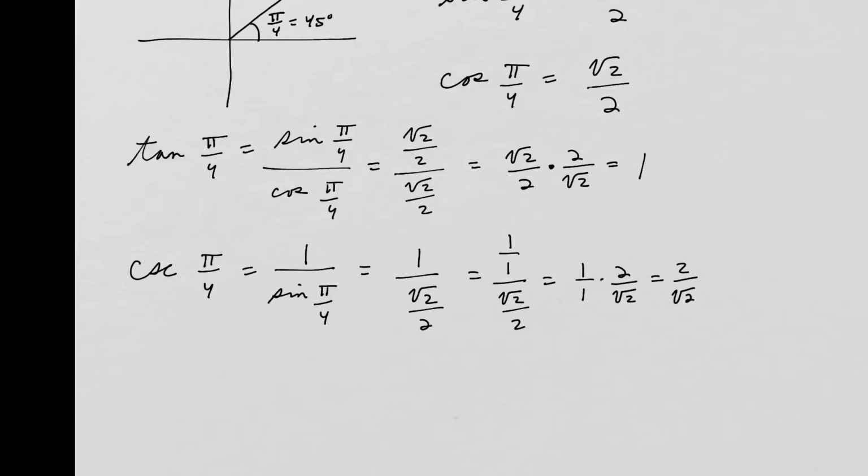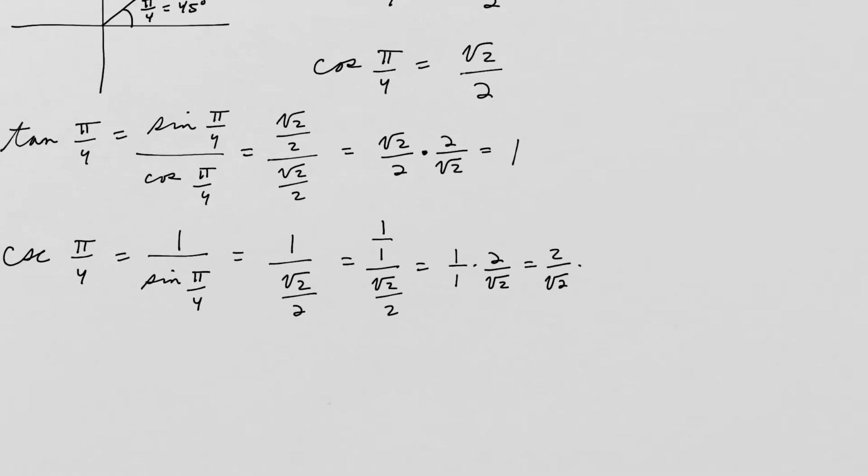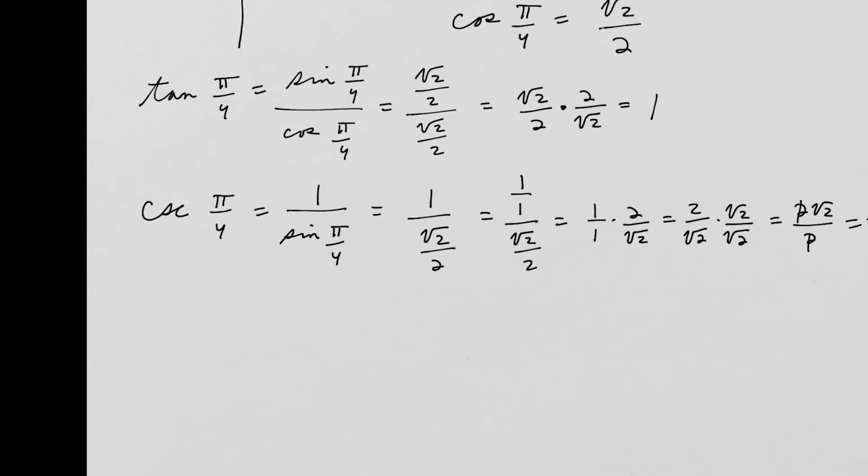So this is just going to be 2 divided by radical 2. But then often people want to rationalize the denominator. So to do that, I'm going to need to multiply the numerator and denominator by radical 2. Rationalizing the denominator means remove the radical from the denominator. So if I do this, this is going to be 2 radical 2. And then radical 2 times radical 2 is 2, right? It's radical 4, or 2. And then these cancel, so this is just radical 2. So cosecant of pi over 4 is simply equal to radical 2.